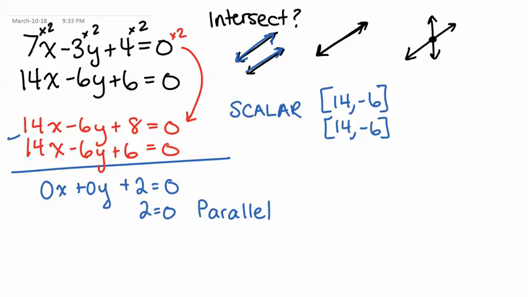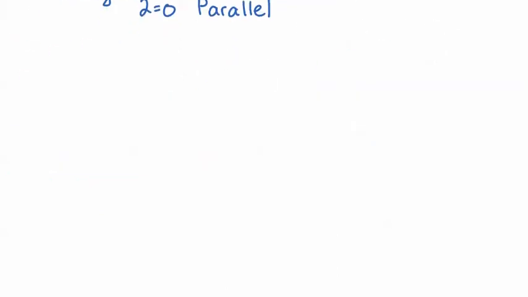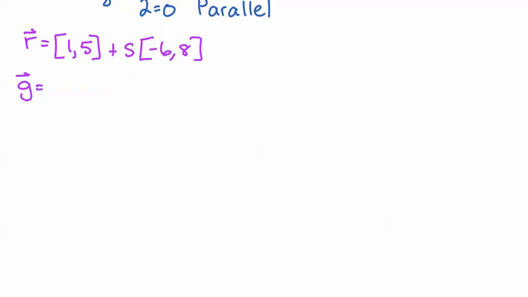Okay, so let's look at if we had vector equations of a line. Let's say we had the line (1, 5) plus s(negative 6, 8), and we had another line that was (2, 1) plus t(9, negative 12). So we have two vector equations in 2 space again, and the same number of possibilities.